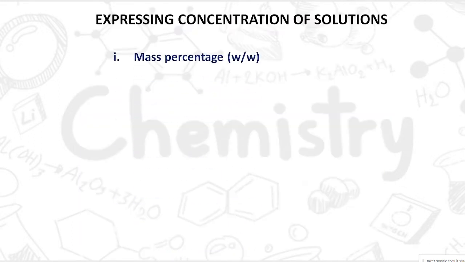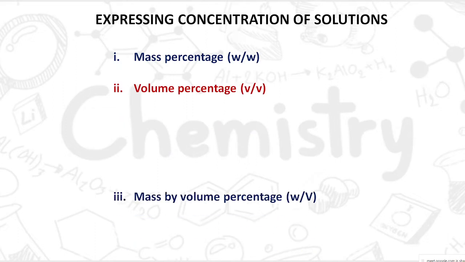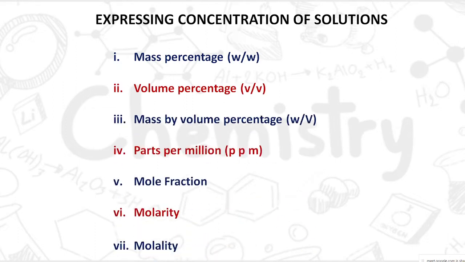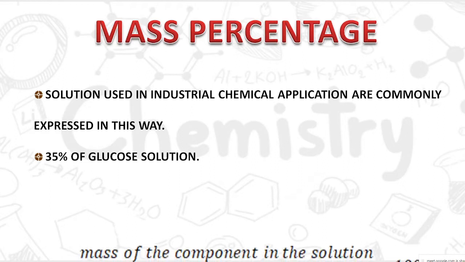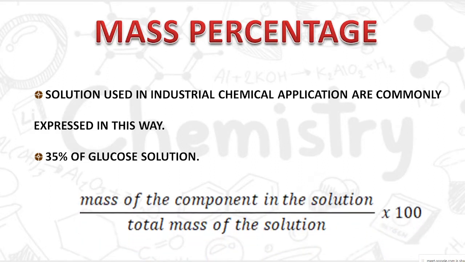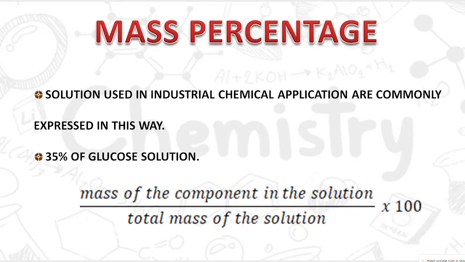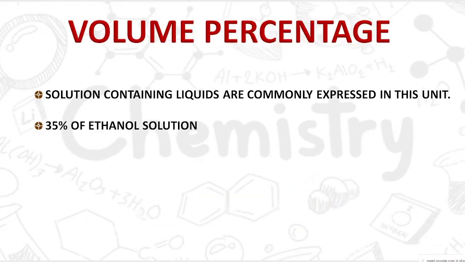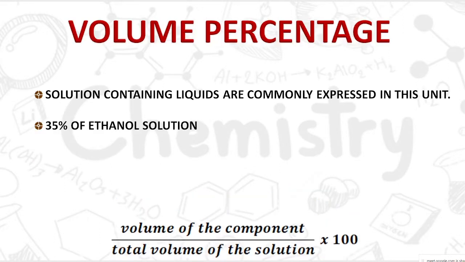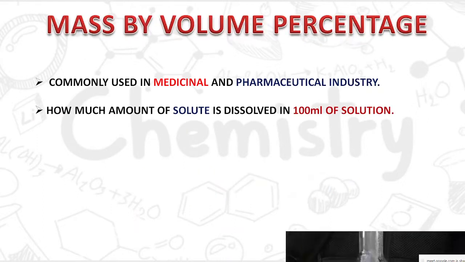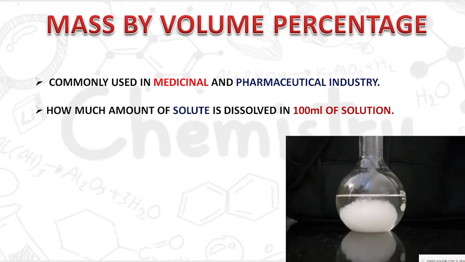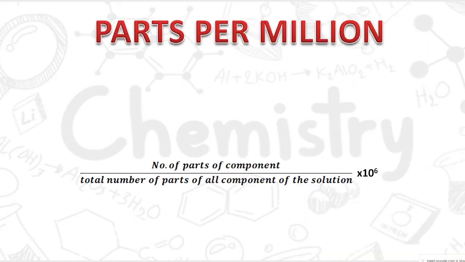Then we talked about the different concentrations of solutions. These are the different concentrations of the solutions. Then we talked about each of them individually, where I gave you the formula for each one. Mass percentage was calculated by this formula, volume percentage by this formula. Then mass by volume percentage, which is mainly used in medicinal chemistry, where the volume of the solution is fixed. Then parts per million, which was used for trace amounts.